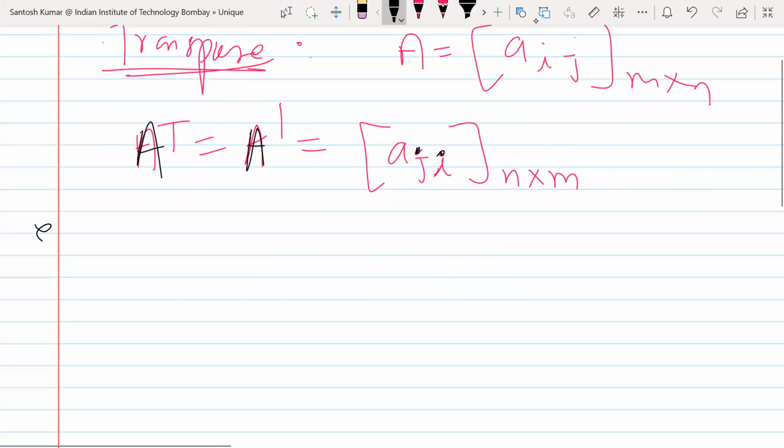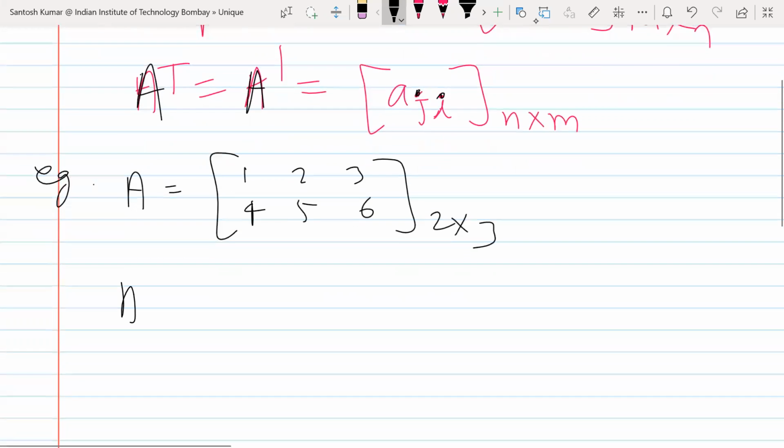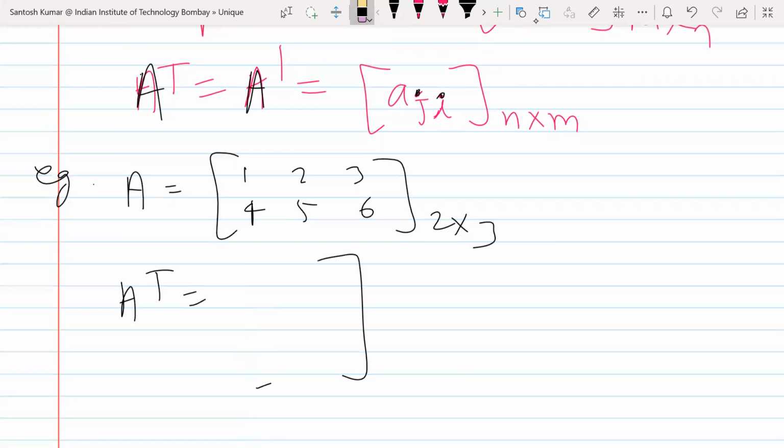So for example, suppose I have the matrix 1, 2, 3, 4, 5, 6. So this is a 2 cross 3 matrix. So A transpose is going to be 3 cross 2. A is 2 cross 3, so the transpose will be 3 cross 2.